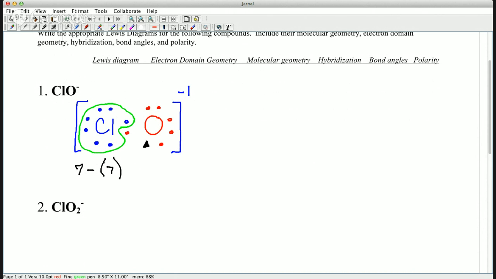And of course, that's going to give me a 0 for a formal charge. So clearly the formal charge on chlorine is 0. For this to make sense, it should be -1. All right, so we'll do the same thing.